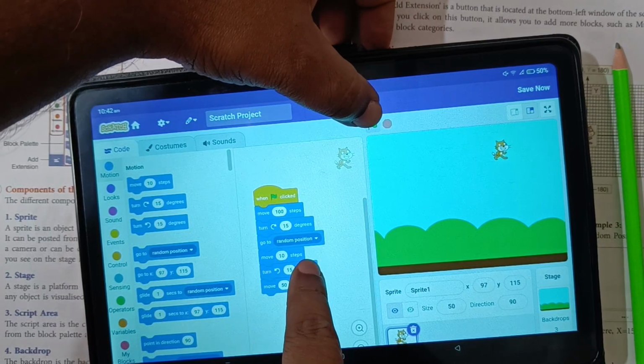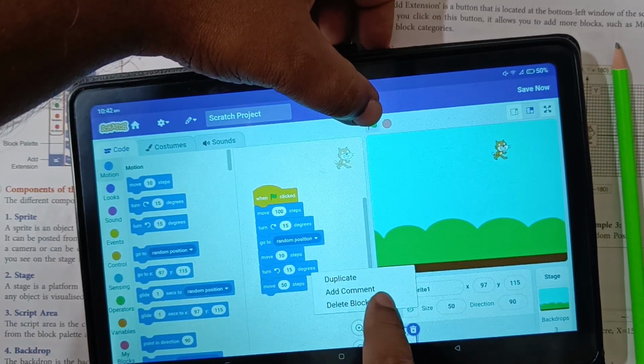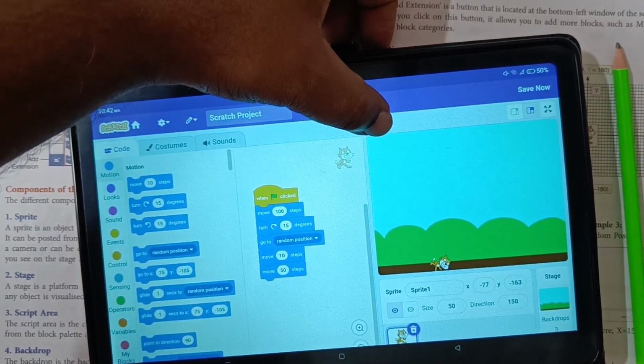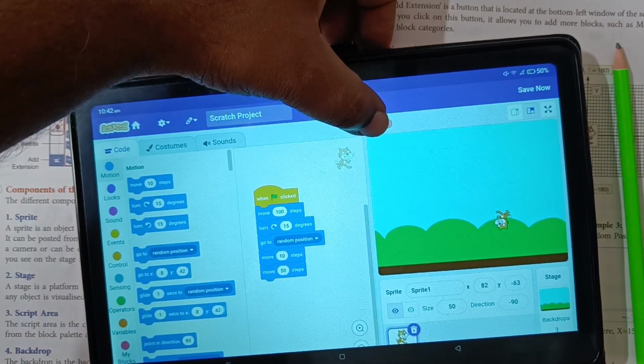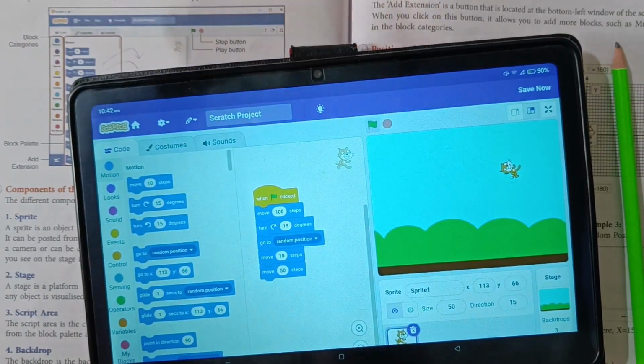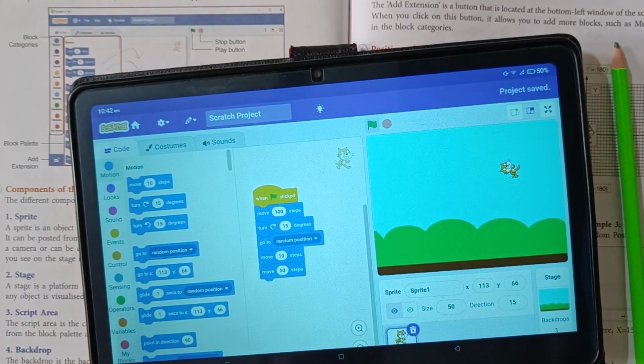Although I am asking, now suppose I delete this block. Now you will see the change in angle. See, the sprite's angle is slowly changing. Okay, so this is about basic block coding.